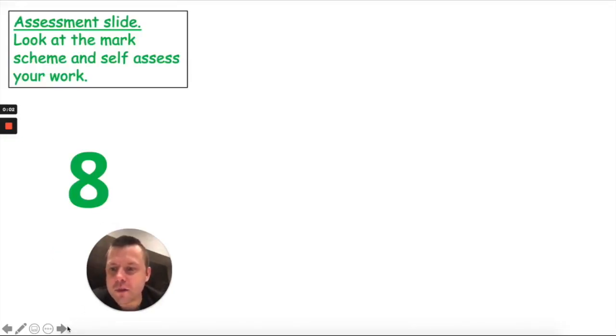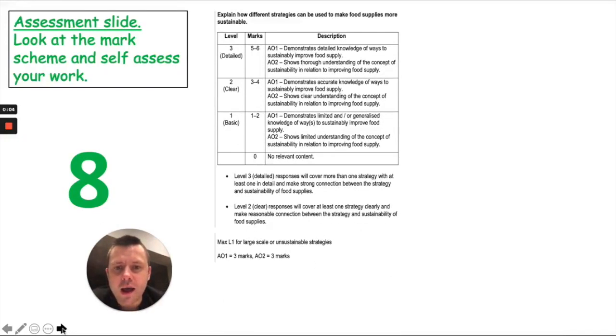Okay, then let's have a look at the mark scheme for this question. Straight away, as we've done a couple of times now, it's a level response question. So you've got a basic response, clear response, detailed. Basic is going to be generalised knowledge, might not necessarily be sustainable, but you do still get marks if you put some general knowledge down. Level 2, the knowledge is going to be accurate and your understanding is going to be clear. And to get into level 3, detailed knowledge and a thorough understanding.